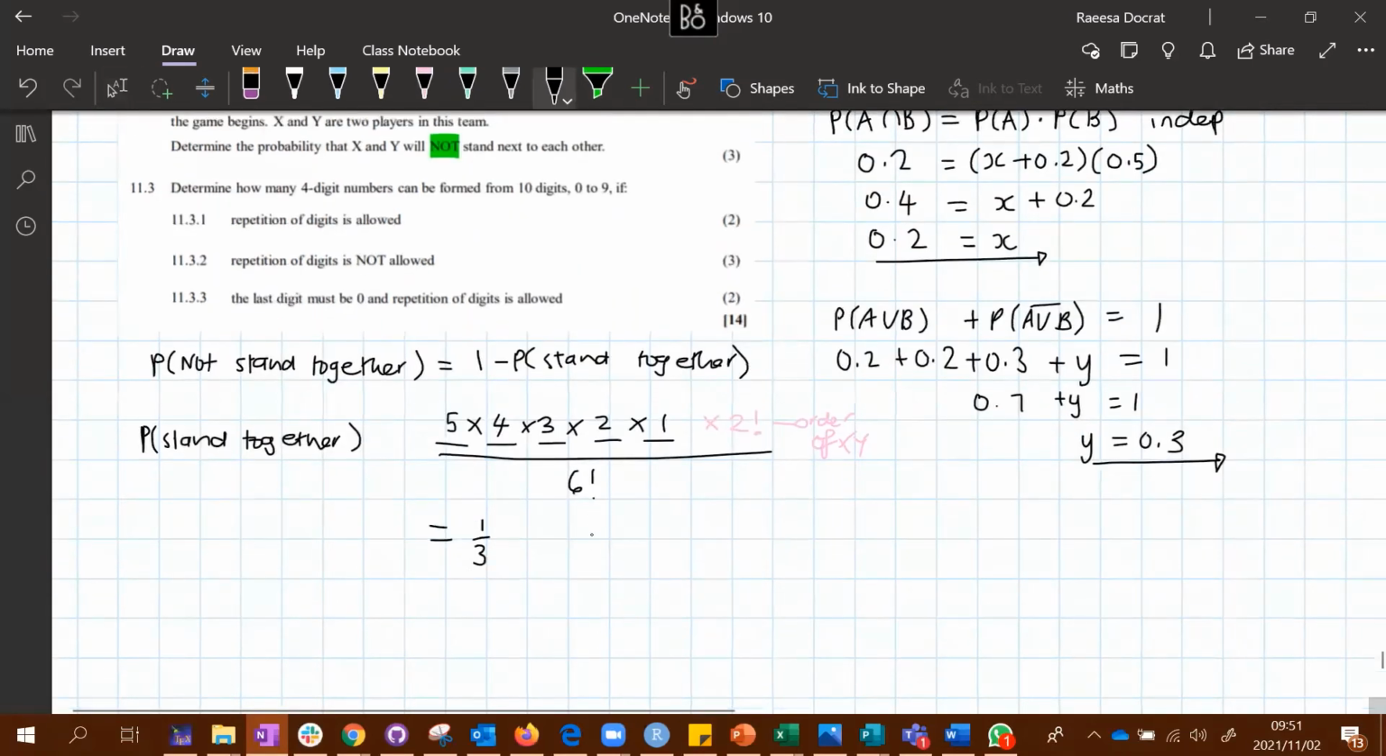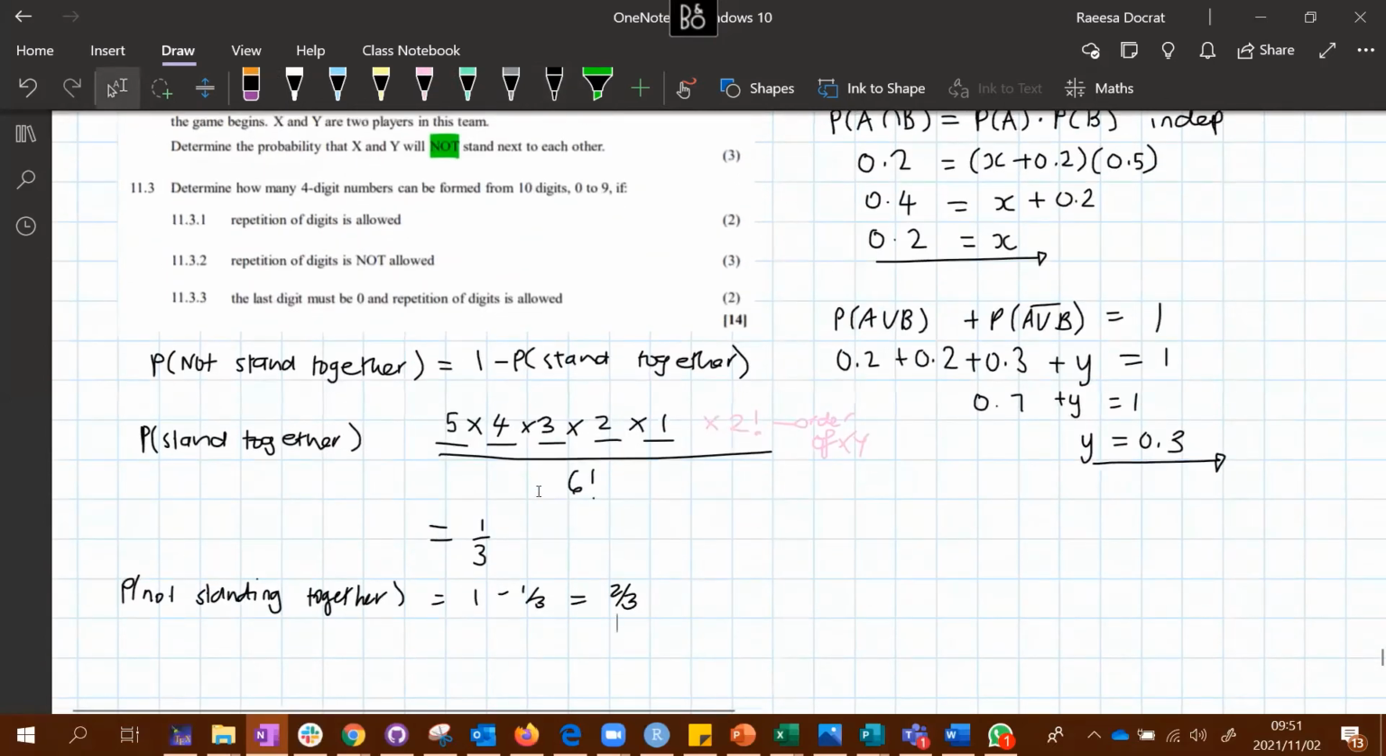So then that means the probability that they're not standing together is 1 minus 1/3, which is 2/3. So sometimes it helps to calculate the complement of the event.